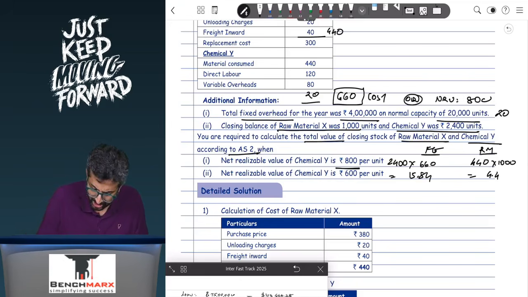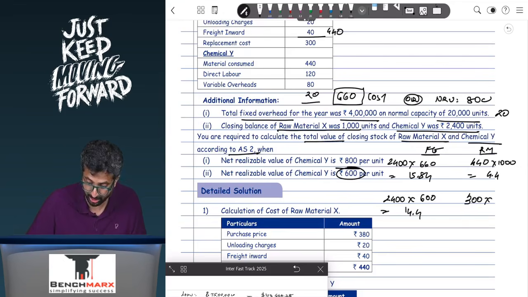Now in the second case, NRV is 600. Now if the NRV is 600, your finished good is loss making. So this is 2400 into 600, which comes to around 14.4 lakhs. But at the same time, now your raw materials will be shown at 300, which is a replacement cost, because it's a loss making finished good, and hence your raw materials will be shown, let us say, at 3 lakhs.